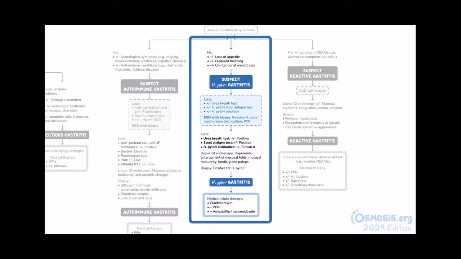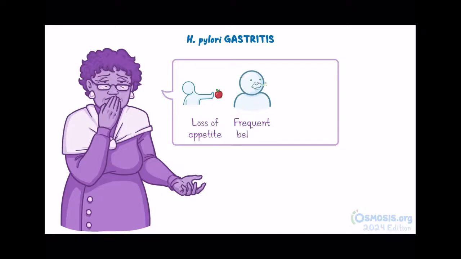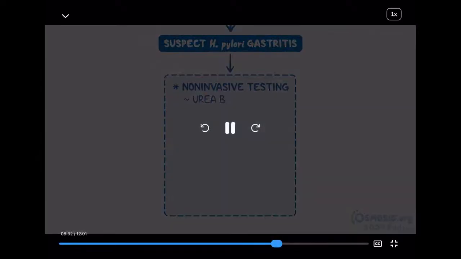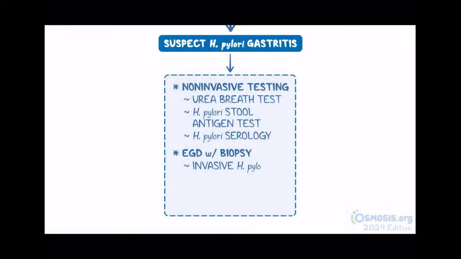Next up is H. pylori gastritis, which might be associated with symptoms like loss of appetite, frequent belching, and unintentional weight loss. With this clinical picture, suspect H. pylori gastritis, so consider non-invasive H. pylori testing like urea breath test, H. pylori stool antigen test, or H. pylori serology. However, you should also obtain the EGD with biopsy, which includes the invasive H. pylori rapid urease test, culture, and PCR.